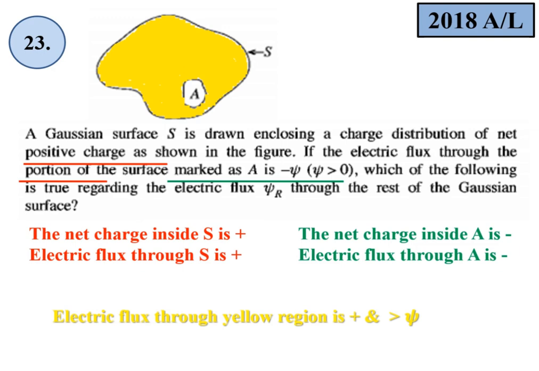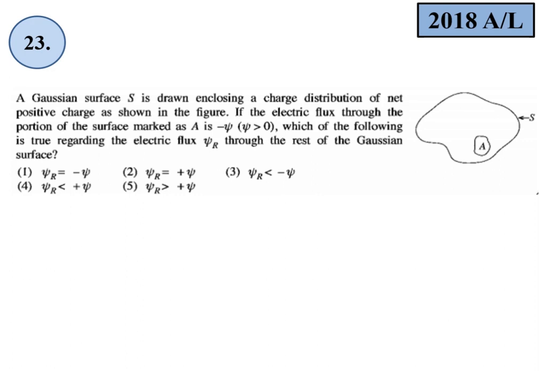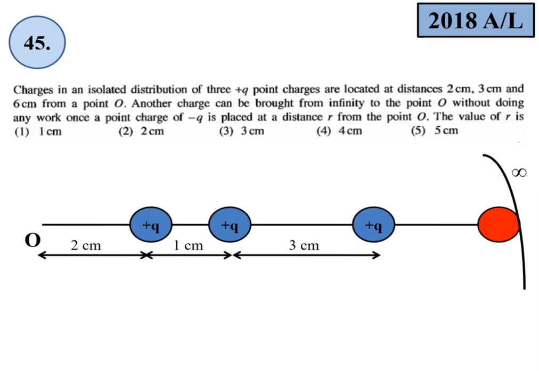Then the 45th question, the last question. Here they have given equal positive Q charges located at distances 2 cm, 3 cm and 6 cm from the point O. Another charge, negative Q, is placed at distance r from the point O, and a certain charge can be brought from infinity to point O with no work done when these 4 charges are placed in this manner. They are expecting that distance.